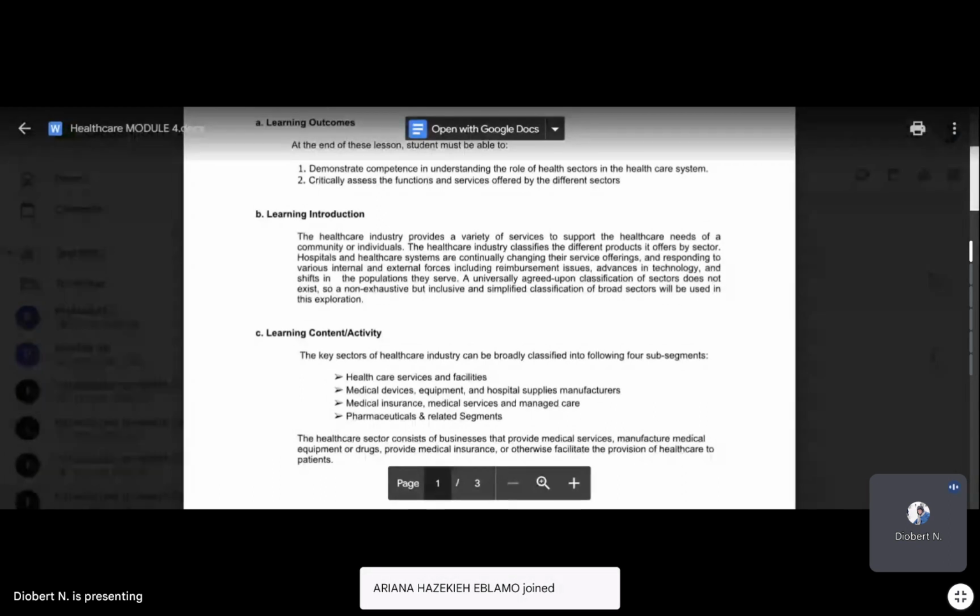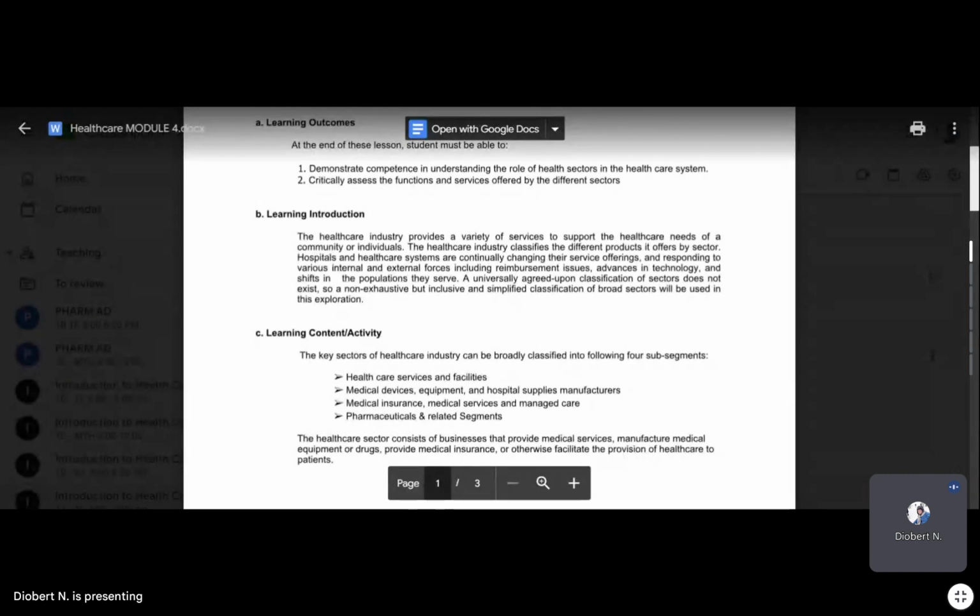to stop the stress of the family of the patient and the patient itself, those who are confined in the hospital, it's a very helpful tool, the HMOs, the Health Maintenance Organization, such as the medical insurance, medical services, and managed care, because they don't have to pay for the bill, because the HMOs will be the one to pay for whatever bill that they will incur for the patient.